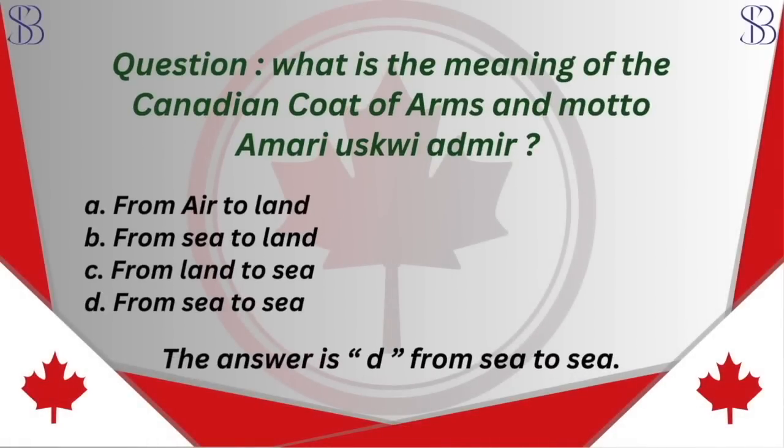Question: what is the meaning of the Canadian coat of arms and motto A Mari Usque Ad Mare? A. From air to land. B. From sea to land. C. From land to sea. D. From sea to sea. The answer is D. From sea to sea.